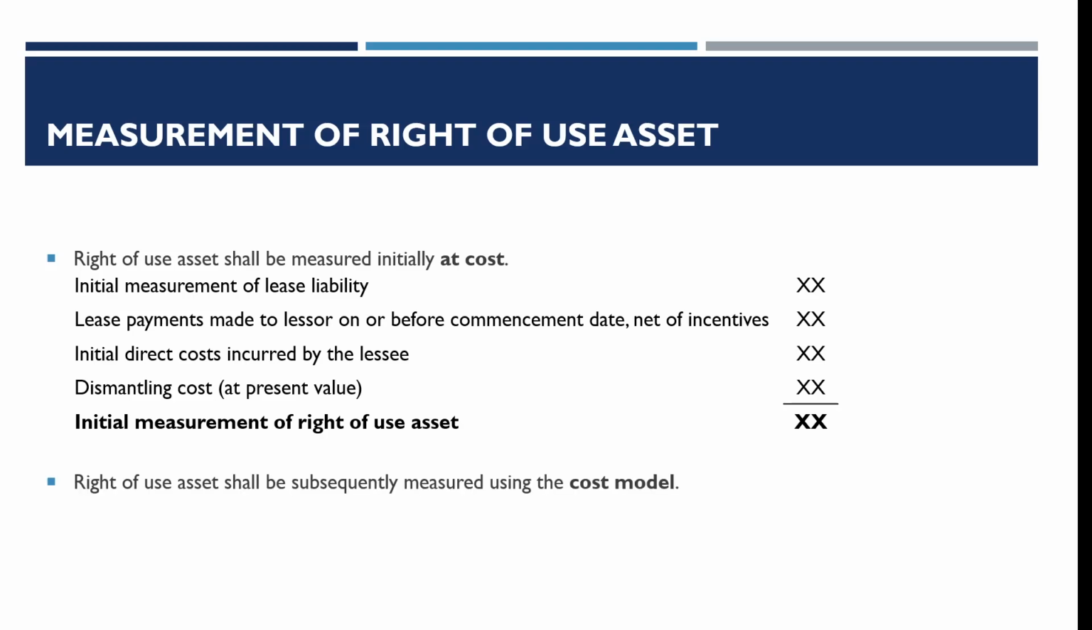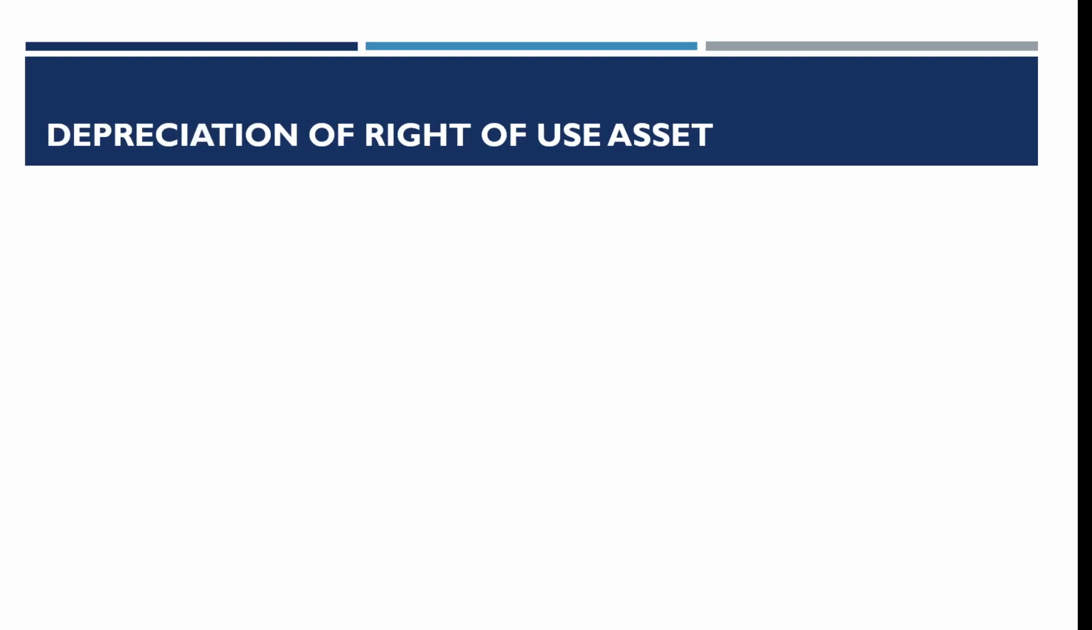Next, after initial measurement, we measure right of use asset using the cost model. When we say cost model, ito ay cost less accumulated depreciation. Tandaan, ang subsequent measurement ng right of use asset ay cost model. Cost less accumulated depreciation. Since dinidepreciate natin ang right of use asset, dapat alam din natin kung paano ito i-depreciate.